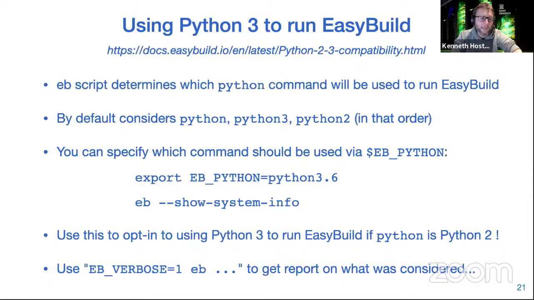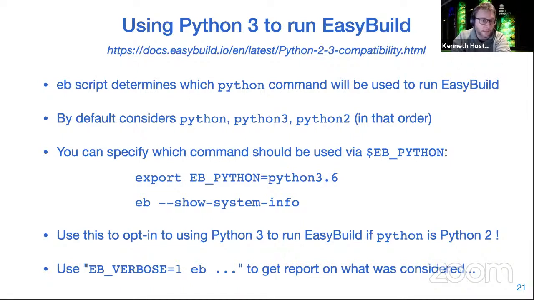And just to make it clear how things work currently: if you run the eb command, it will pick a Python command that will work when using EasyBuild. It checks the version of the Python commands it runs into. Currently, it will consider first the python command, so the default Python on your system. If that doesn't work for whatever reason, so if it doesn't like the version or the python command is not there, it will try python3 first. And if that doesn't work, it will fall back to python2 in the hope that it finds a 2.7.